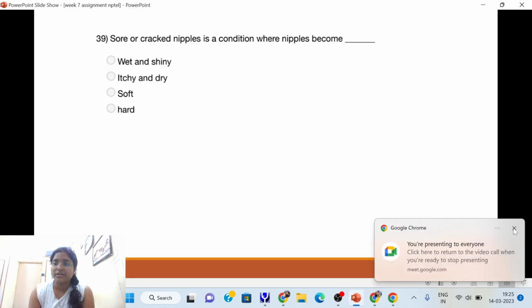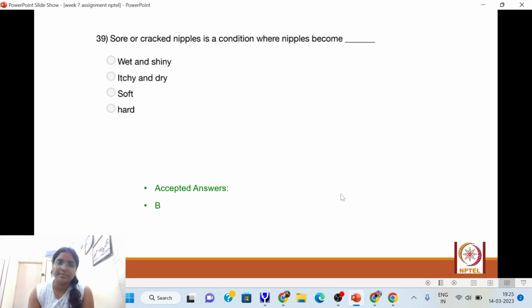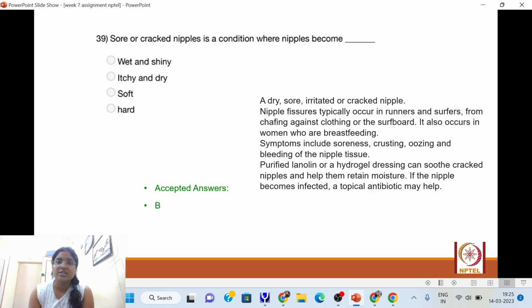Yes. The correct answer is B. Itchy and dry, right? So, a dry, sore, or irritated cracked nipple can often happen during breastfeeding. Some of the symptoms are soreness, crusting, oozing, or bleeding of the nipple tissue as well. So, what are the remedies for these sore or cracked nipples?